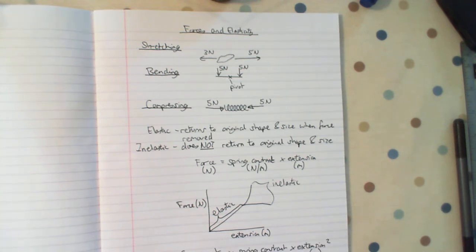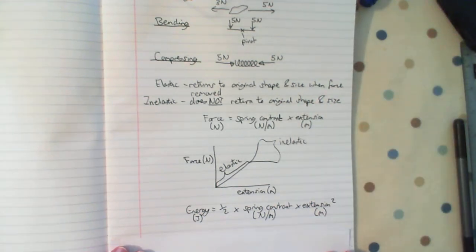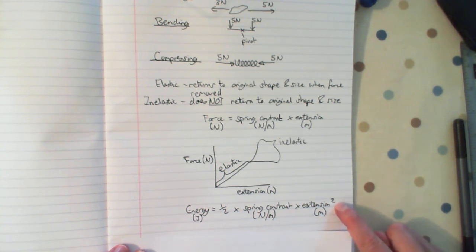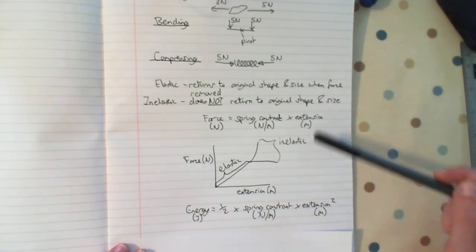And the equation that links energy, so for example, if we squash, if we compress a spring, we're going to store energy in that spring, elastic potential energy. The equation for that is energy equals half times spring constant times extension squared. And do not forget the squared, people often do. And these two equations are very strongly linked.